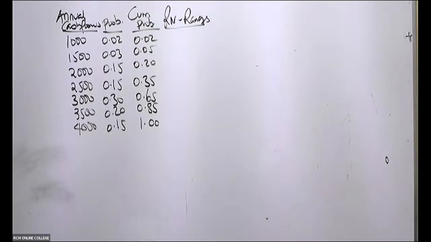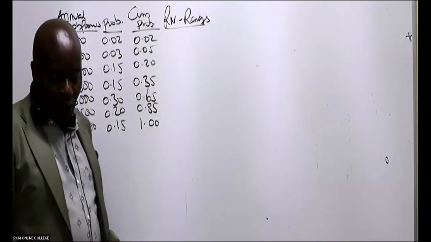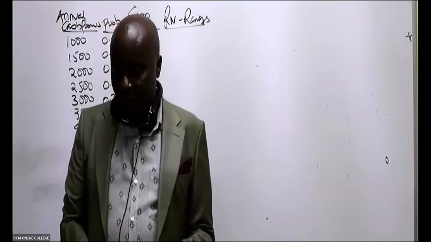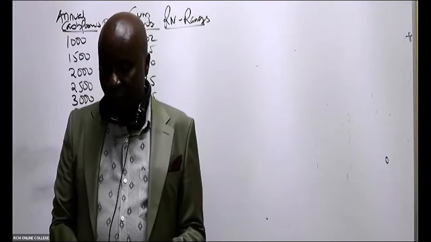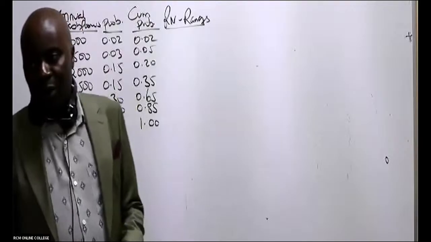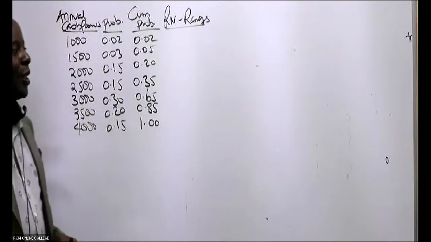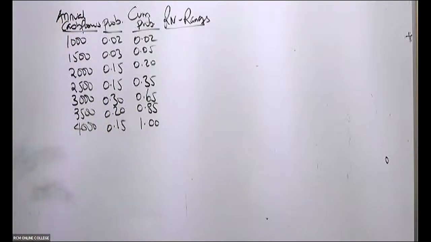So now remember, we have got 2 decimal places. With the 2 decimal places, what shall we do? So random number ranges. So we have here 00.